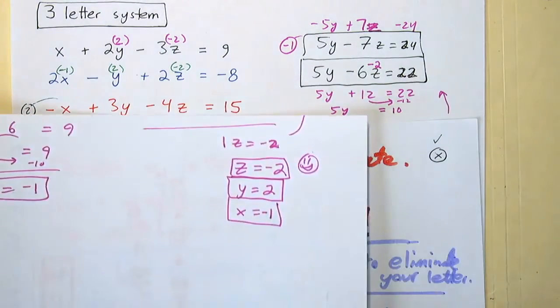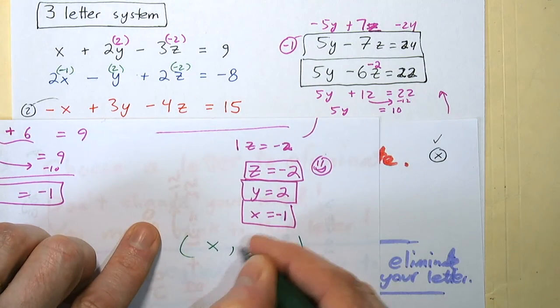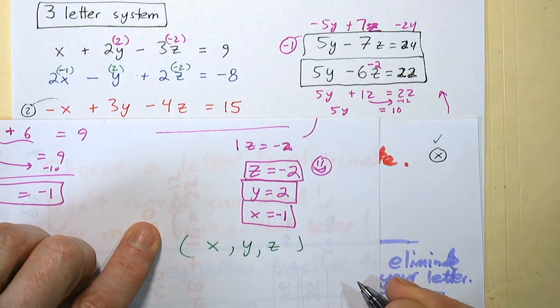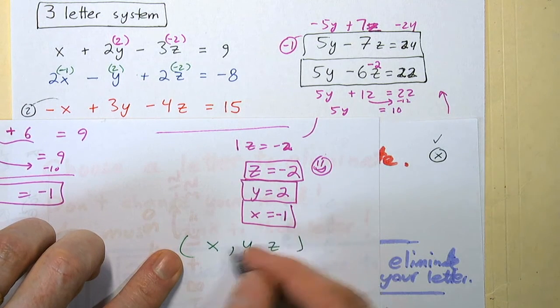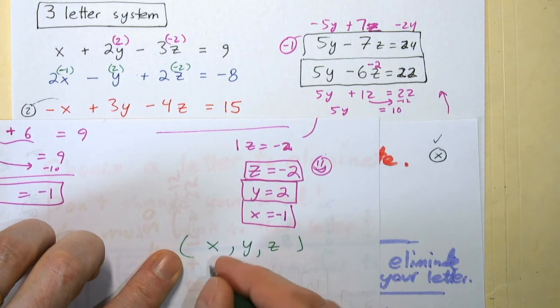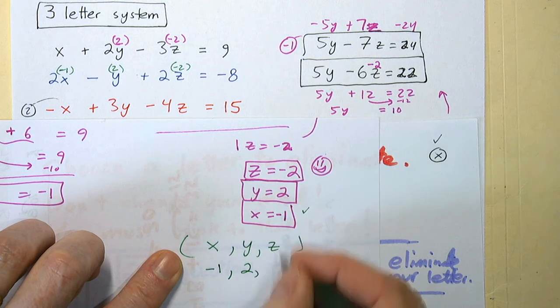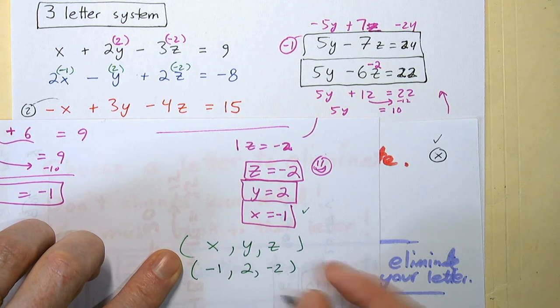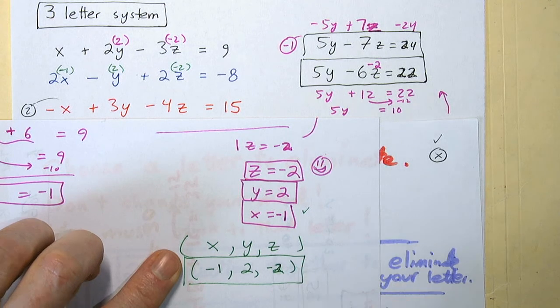And of course, you should check it in the last one also. And then that's my answer. And of course, we like to put them in order: x, y, z. That's how, if you check in the back of the book, they're going to put it in order. x, y, z, just like a point, but it's a three-dimensional point. Negative 1, y is 2, and z is negative 2. Like in a game, the world's three-dimensional. It's x, y, and z coordinates.